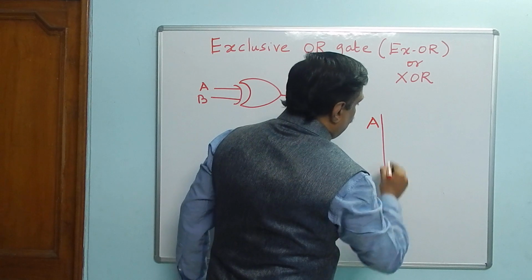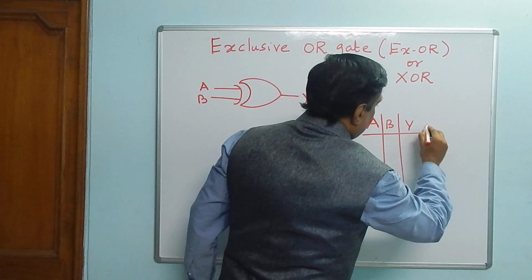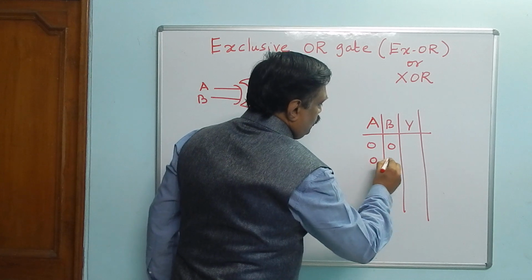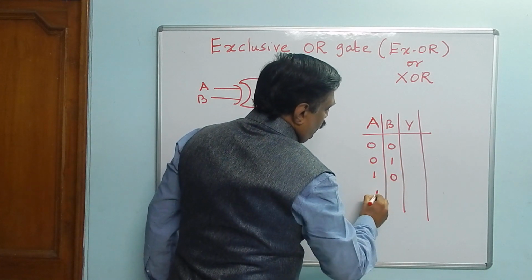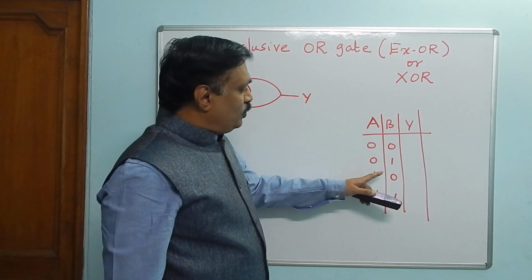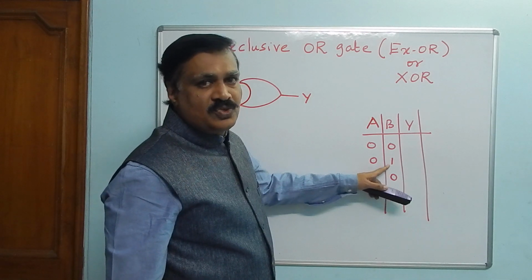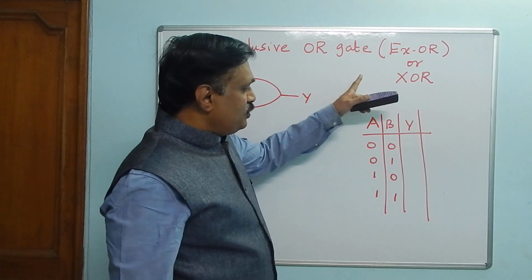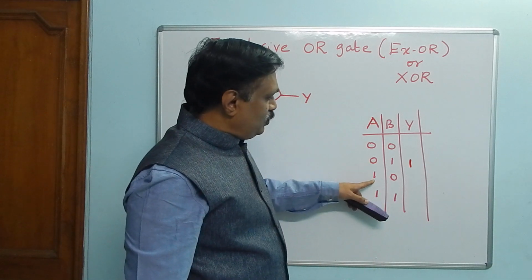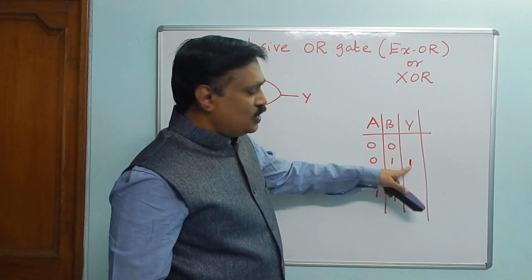A input, B input, Y output. Okay. 0 0, 0 1, 1 0, 1 1. The XOR gate will give output 1 when either A input or B input is 1. The exclusive OR gate will generate 1 when either A input or B input is 1, that is exclusively.